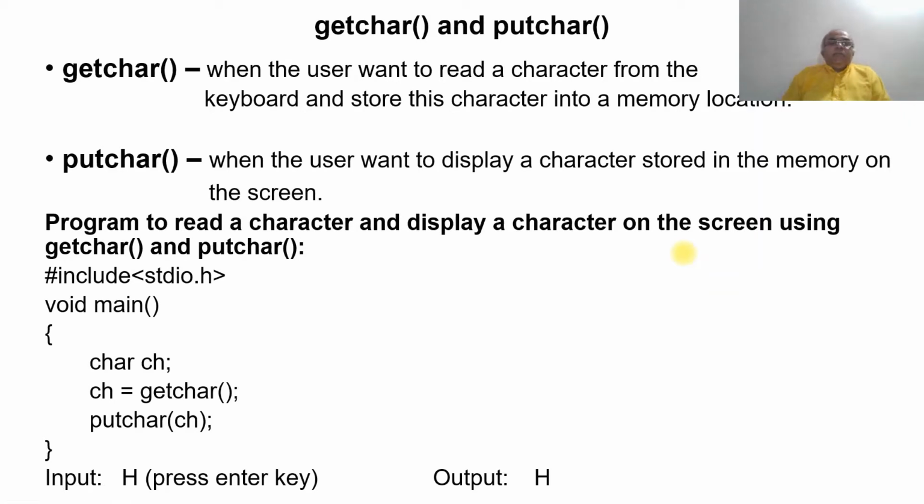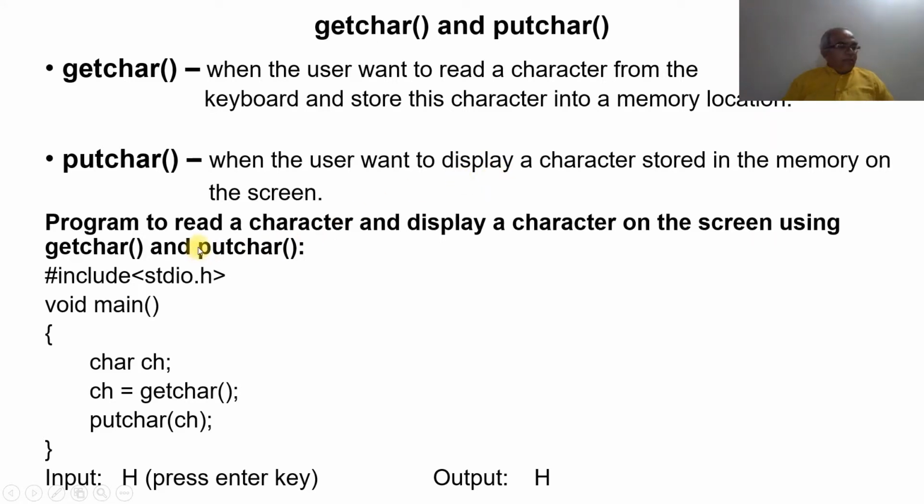Now we are going to take up getchar and putchar. The getchar function is used when the user wants to read a character from the keyboard and store this character into a memory location. Putchar is the function used when the user wants to display a character stored in the memory on the screen.